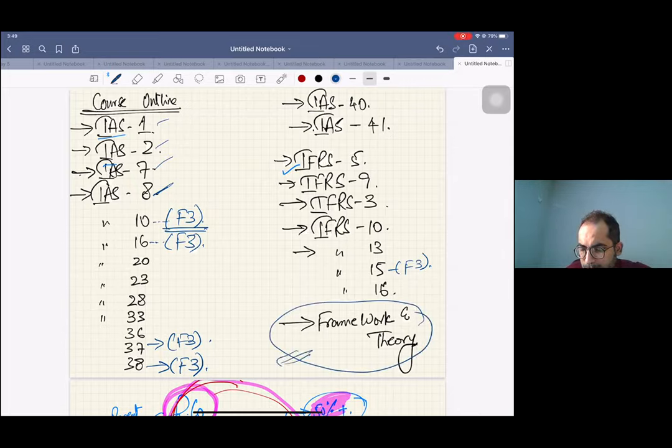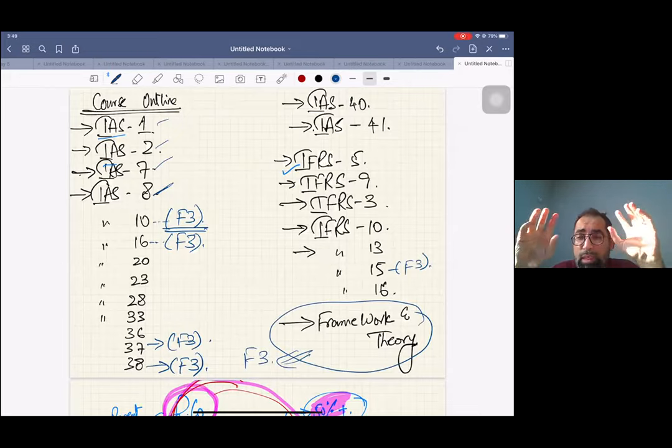Plus this framework theory, you guys also did in F3, but still these all things are part of your course and they are examined on routine basis. So we cannot take any risk. That's why we cannot take any risk. Okay.